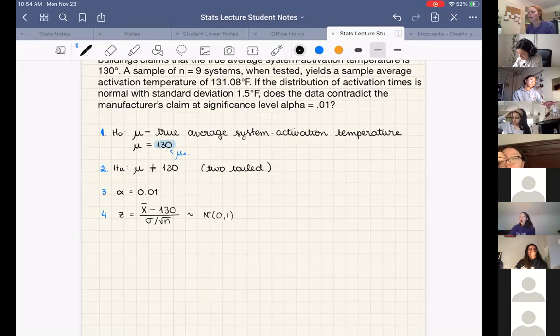Sarah. Are we supposed to fill in the sigma right away, or is it the standard deviation we got from the sample?